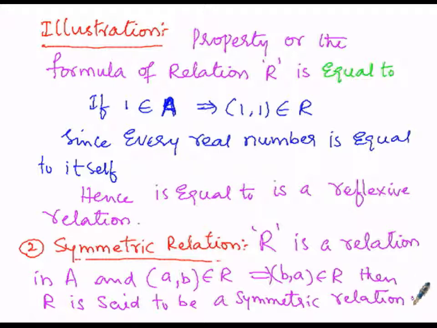For instance, for the relation R we are assuming the same case, is equal to. If a is equal to b, then automatically b will also be equal to a. Therefore the relation is equal to will come under the symmetric one. Now let us illustrate the symmetric relation by means of one example.